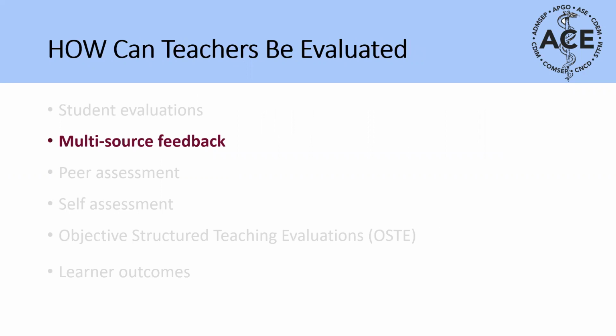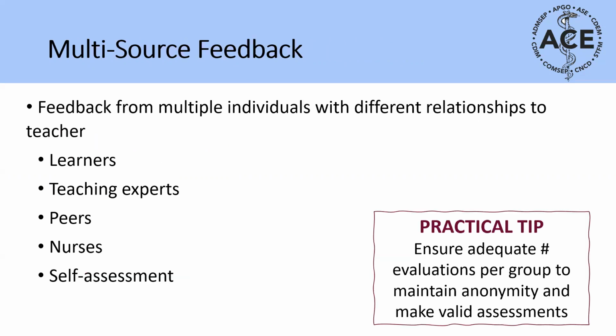All right, so I have fewer slides for each of these other types of evaluation, but we'll just talk a minute about multi-source feedback. Next slide. Multi-source feedback is where there are multiple individuals with different relationships to the teacher who are asked to evaluate the teacher. We've already talked about learner evaluations of teachers. There are other individuals who could be used: teaching experts, peers, nurses, and self-assessment is considered part of multi-source feedback. It is important, similar to what we talked about earlier, that there be an adequate number of evaluations per group to maintain anonymity, as well as to make assessments where you can draw some valid conclusions from it. So it is no longer de-identified if there's one person who is a teaching expert and one person who's a nurse. Next slide.